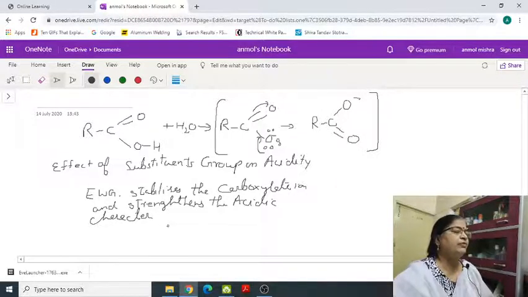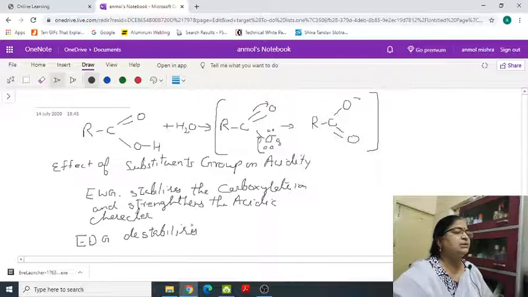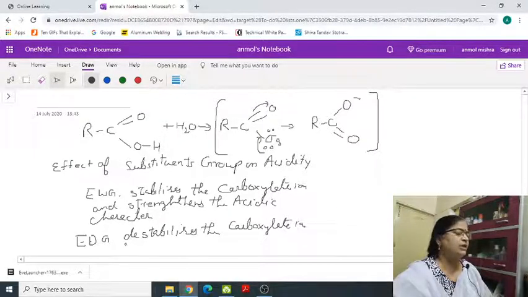That is, if a nitro group is attached, then the acidic character of the carboxylic acid will increase, whereas an electron donating group will destabilize the carboxylate ion and weakens the acid.